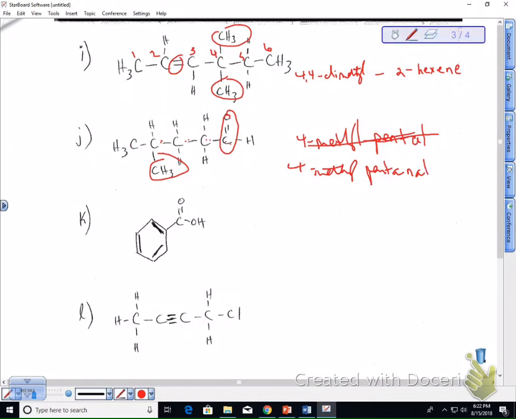So says I. All right, in K, real quickly, do you recognize the functional group? It's a carboxylic acid. So really, to name this, we just need to identify the R group, which is benzene. And we're going to adjust the suffix. Benzene becomes benzoic. And then we just throw acid on there. So benzoic acid.